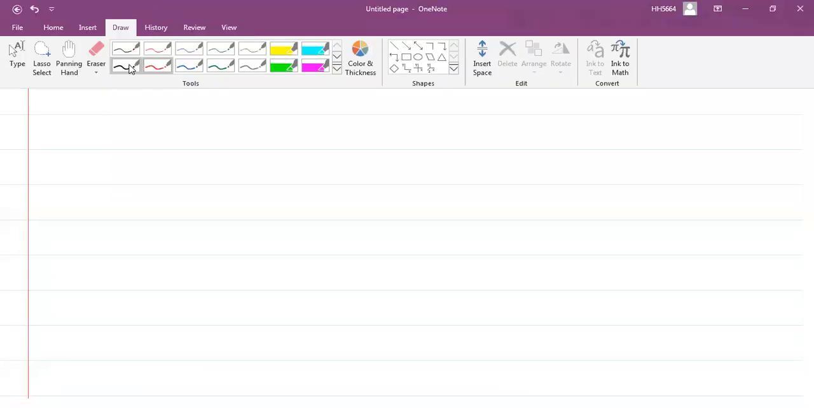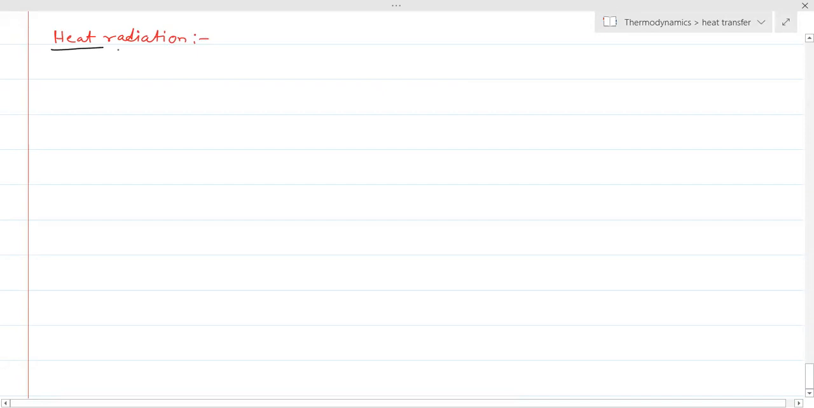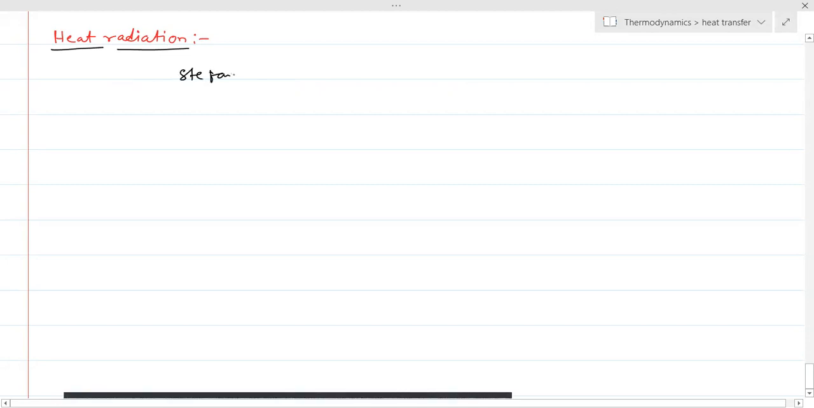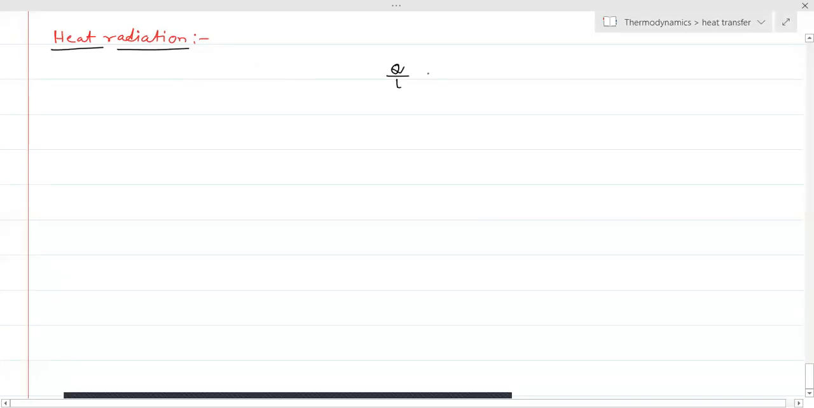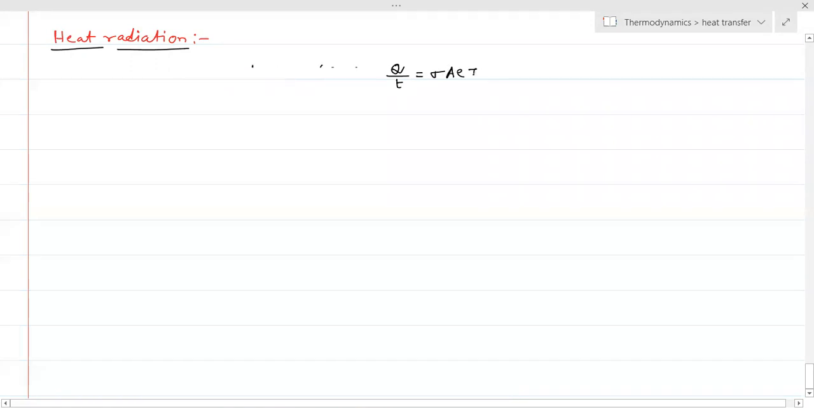Heat radiation. This is a kind of heat transfer without even the need of a medium. Without any help of a medium, the heat transfer will take place. So first we will take Stefan's law, that is rate of heat transfer. We used to call this Q by t, which equals sigma A E T power 4.